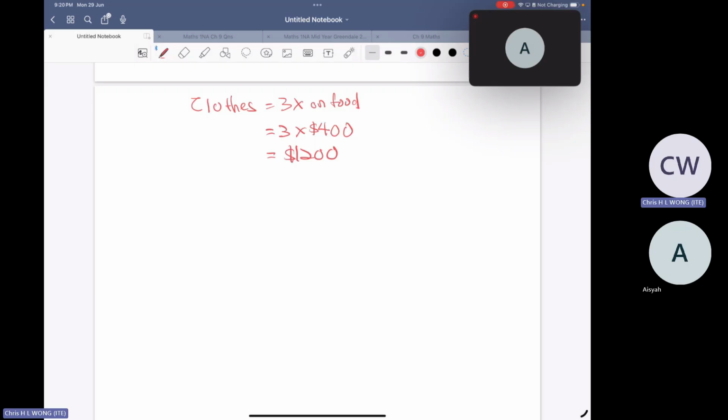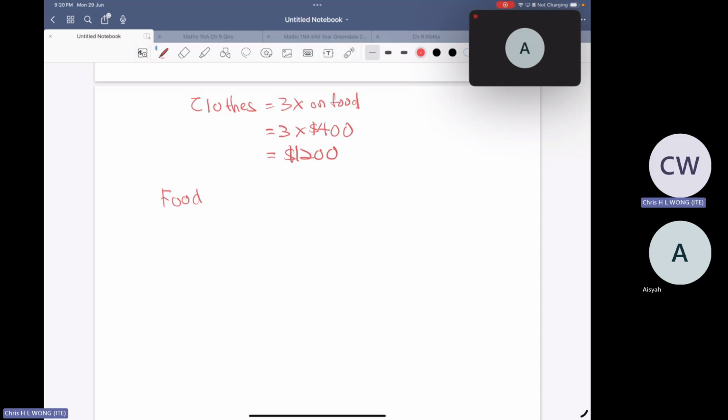Okay. 1 is to 3. You use what you learned. 1 is to 3, 3 times. So food is 1, clothes is 3. 1 is to 3 because they say 3 times, right? Now you calculate how many degree is food.